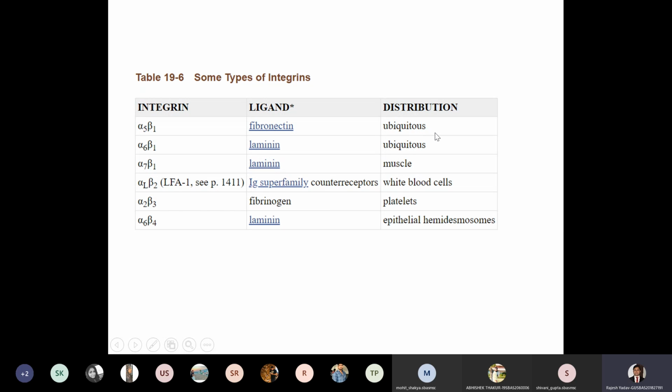It is a ubiquitous distribution. That means it is present in various portions of the body. The upper two, and the third one, are present especially in muscle cells, and the fourth is present in WBC cells. The fifth one is the platelet, and the sixth one is the epithelial hemidesmosomes. So in the cell membrane, a desmosome-like structure is present. So these are different types of integrin.